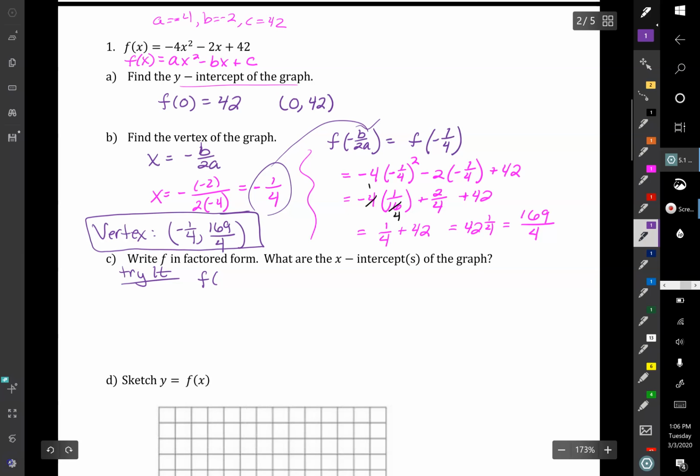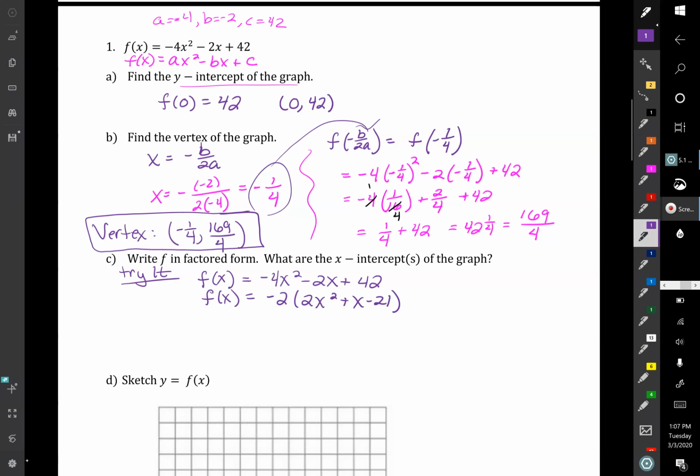Pause the video. I wrote a couple of the steps out. Well, I rewrote the problem. Then f of x equals negative 2 times quantity 2x squared plus x minus 21 in parentheses. What I did was just pull out the greatest common factor. So don't forget to check for that. You can't always do it. I do notice sometimes when I'm grading that I see people trying to pull out a common factor, but it has to be common to all three things.